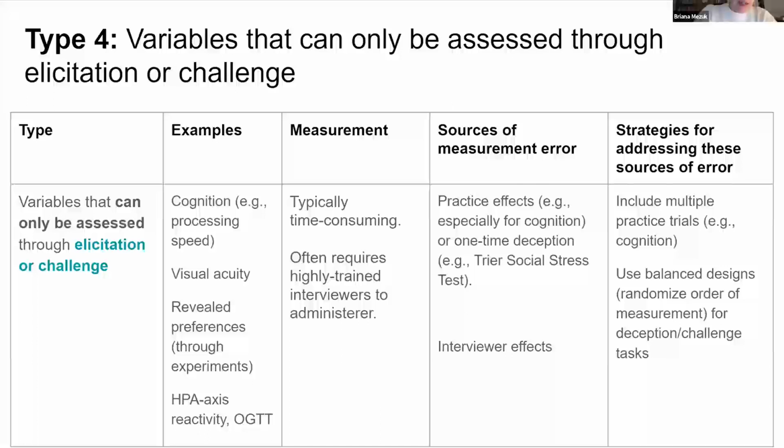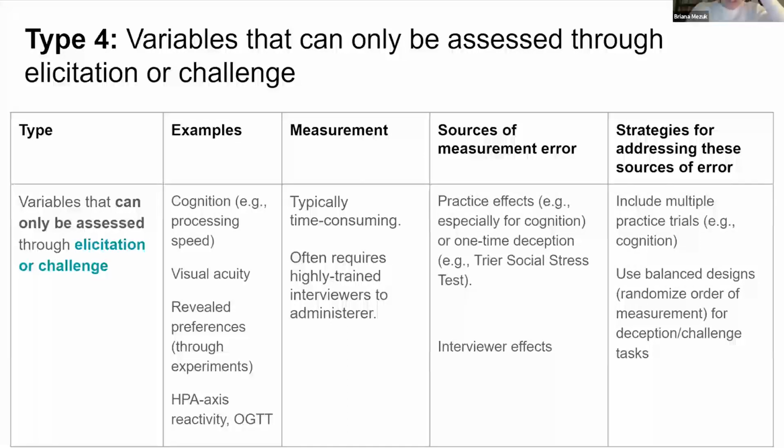Even the types of things that economists do, where they do these experiments to identify revealed preferences. So you tell me you like this type of toothpaste, but if I do these different experiments, I can actually see what you're really interested in, right? So all of those are things that you cannot ask somebody about. You don't ask somebody about their memory, you test it. You don't ask somebody about their stress reactivity, you ping the system, right? You stress them out to see what it looks like. And so again, they must be assessed through an elicitation or challenge.